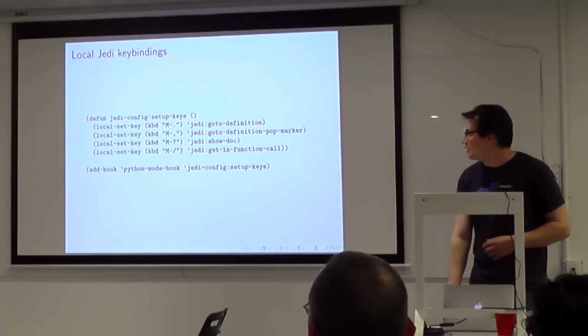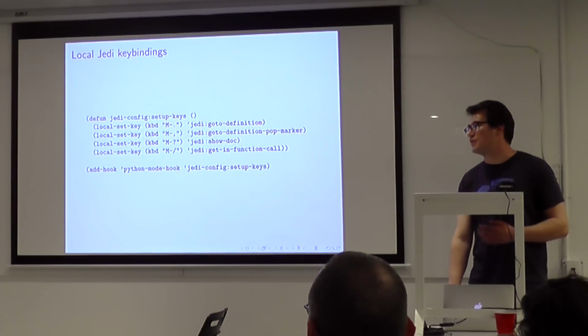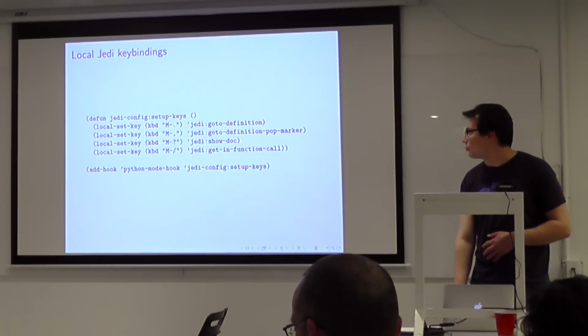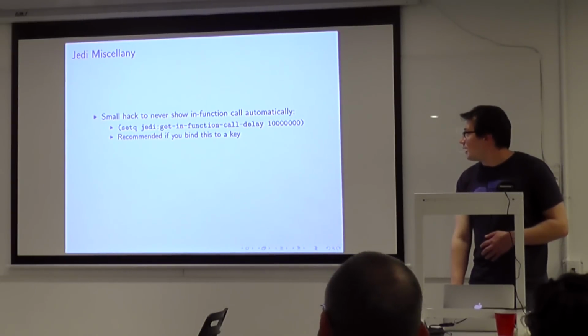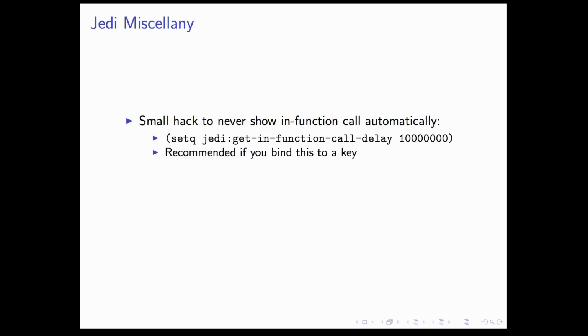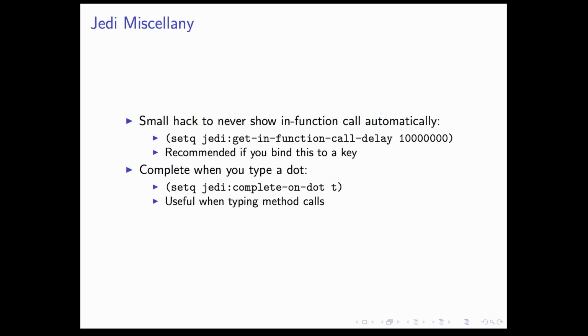This is my setup keys. Again, local set key, just to mention that sets a key for a particular buffer if you don't want to clobber global settings for other modes. There's a little hack because by default, Jedi always pops up the getIn function call after a certain delay. I have set that delay variable, which is in milliseconds, to an absurdly large value. And I would recommend that if you use the key binding I've suggested, you do something like this yourself. And in fact, that's done in the VM.